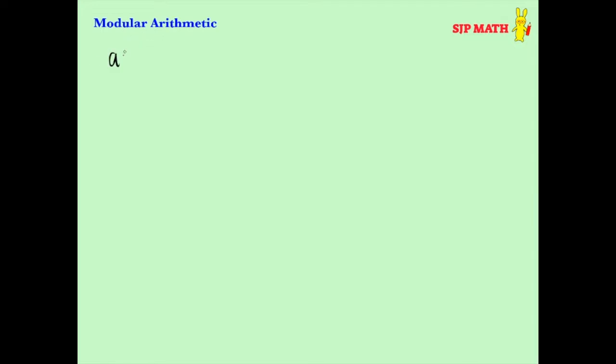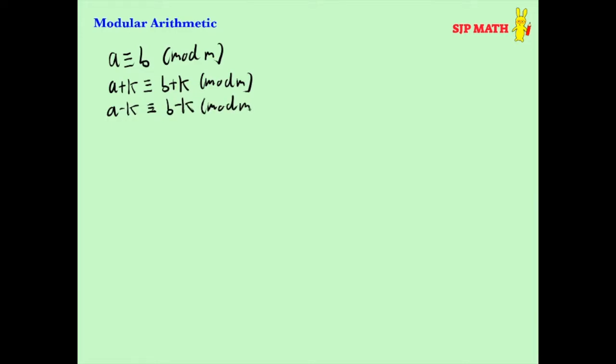If we have that a is congruent to b mod m, then a plus k is congruent to b plus k mod m, and a minus k is congruent to b minus k mod m, and a times k is congruent to b times k mod m, where k is any integer. So what does this tell us? It tells us that we can add, subtract, or multiply any integer to both sides of a modular arithmetic equation. But why does this work though?